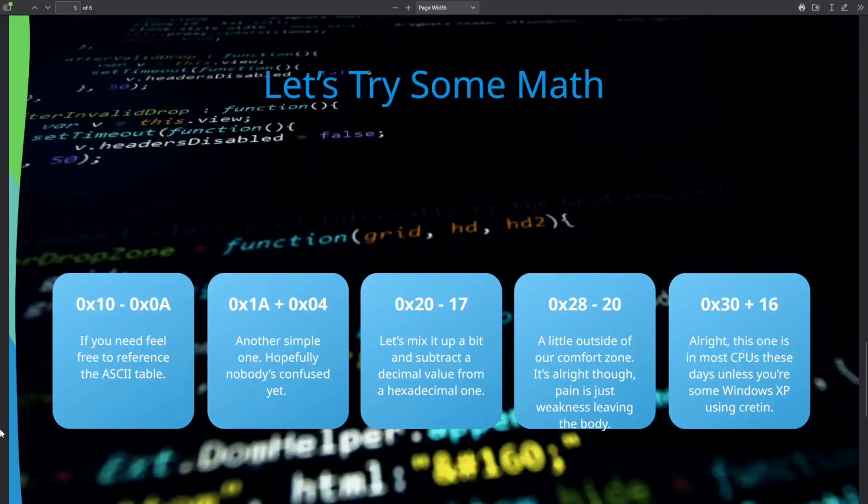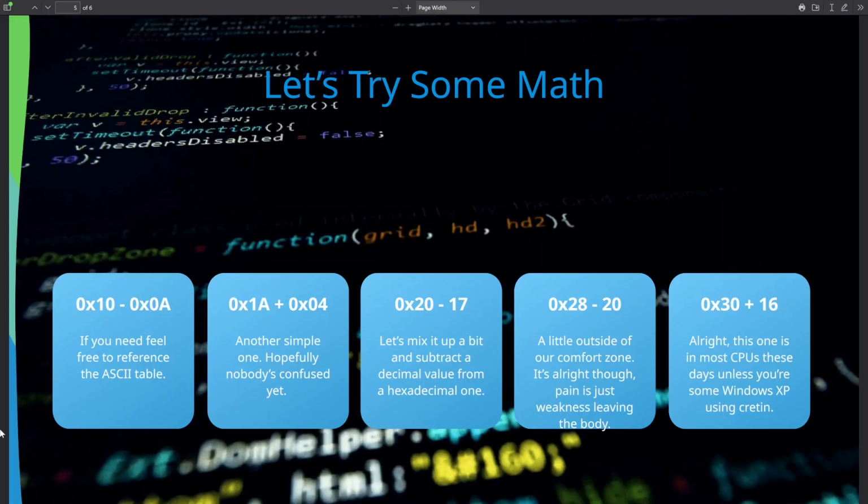Now let's try something interesting. Let's try some math. So, 0x10 minus 0x0a.